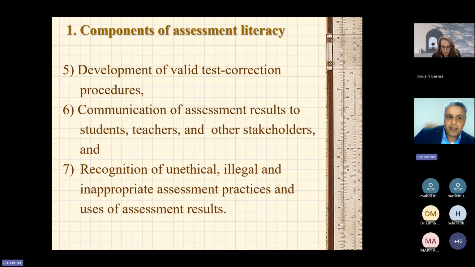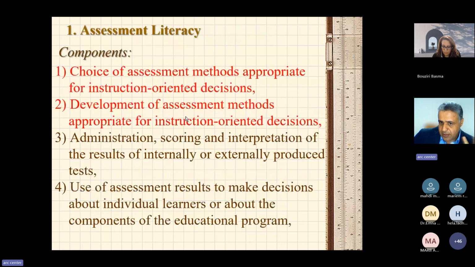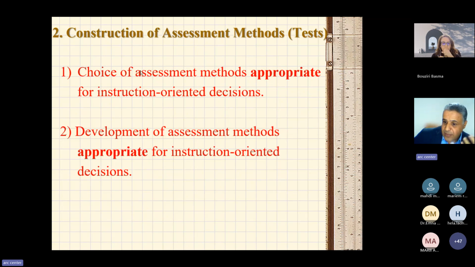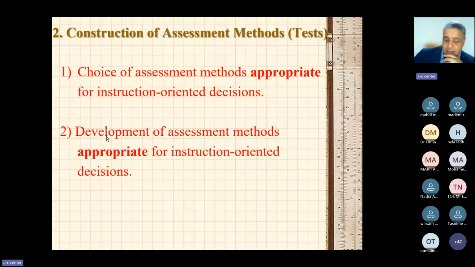And as I said, I highlighted the first two because what I'm going to talk about in the upcoming slides is just to focus on the first two components. The first one is the choice of assessment methods that are appropriate for instruction. And the second is the development of assessment through construct definition. So when you design your tests, construct definition here is very important. It is one step, but not the whole process. But I consider that construct definition is quite important at this level.